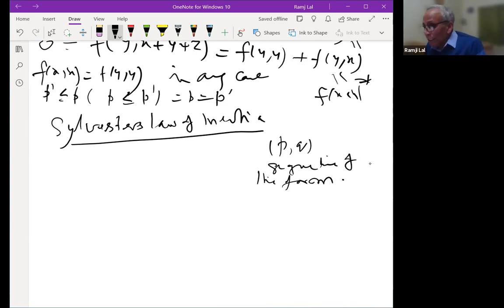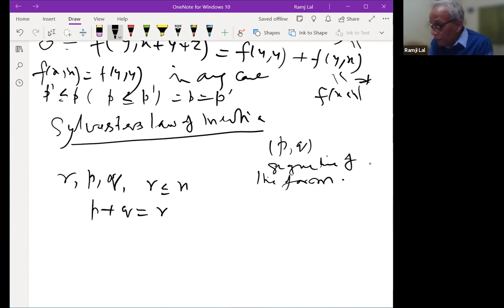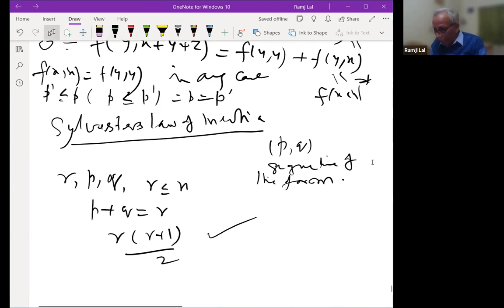So in a way, how many such forms will there be? As many as such triples R, P, Q, where R is of course less than or equal to N, and P plus Q is equal to R. So if you fix R, then this will be R into R plus 1 upon 2, and so on: one done, then the second, then the third, R plus 1 upon 2, and then sum it up. So that is completely classified here, as you know.